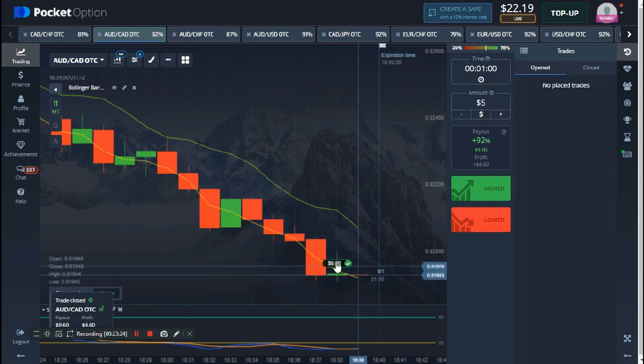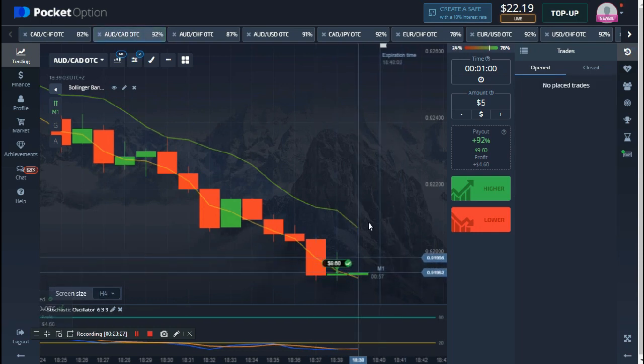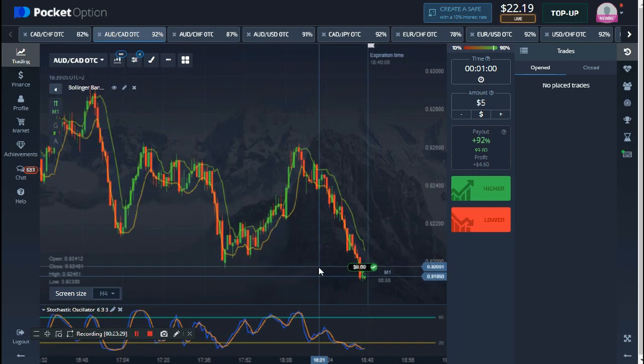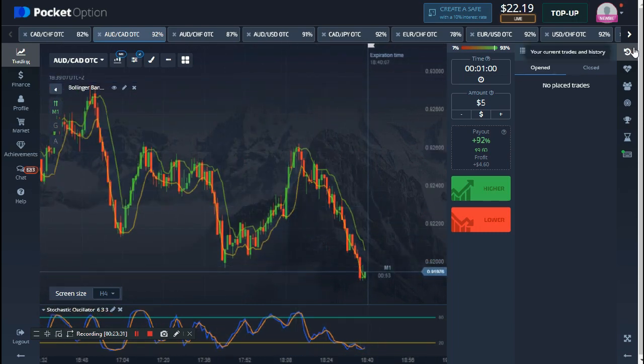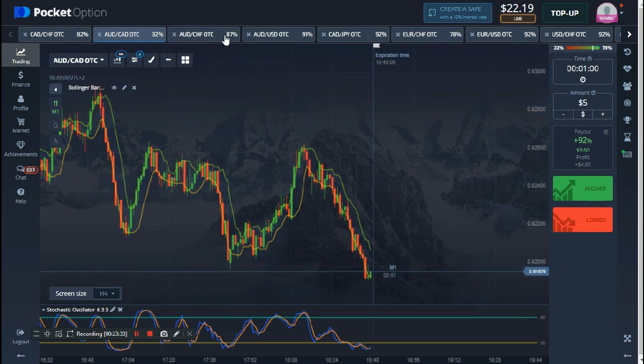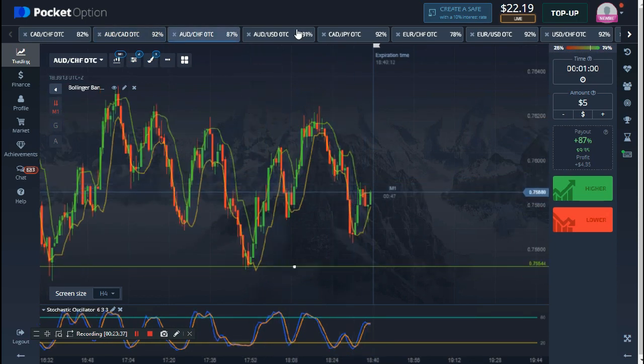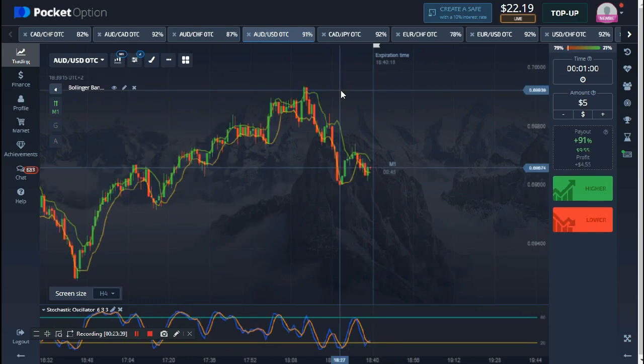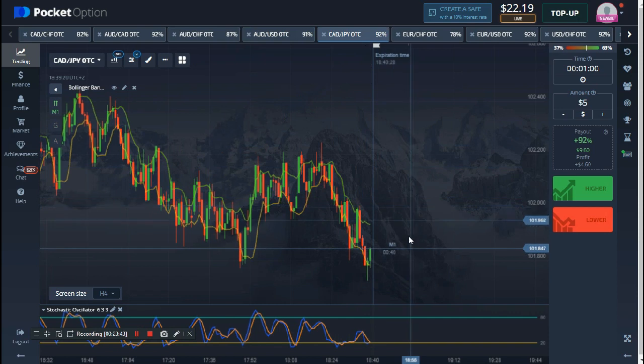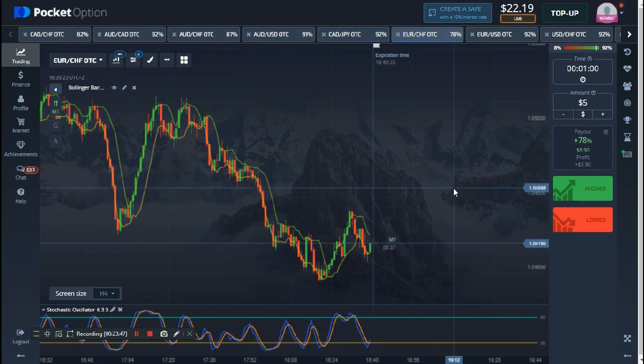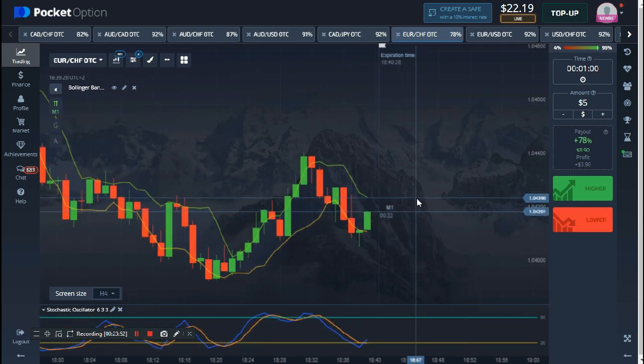So here is the win. Okay, it's just a trick, and you should take some trades and not go for more trades. When it gives you one loss, you close the trade. Okay guys, and my advice is to take only 3, 4, or 5 trades on OTC market.